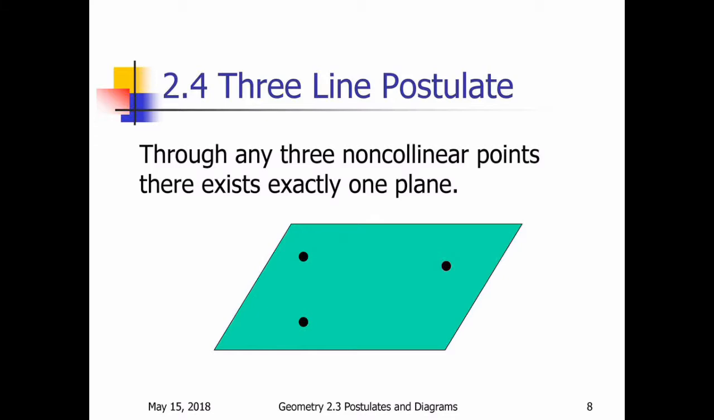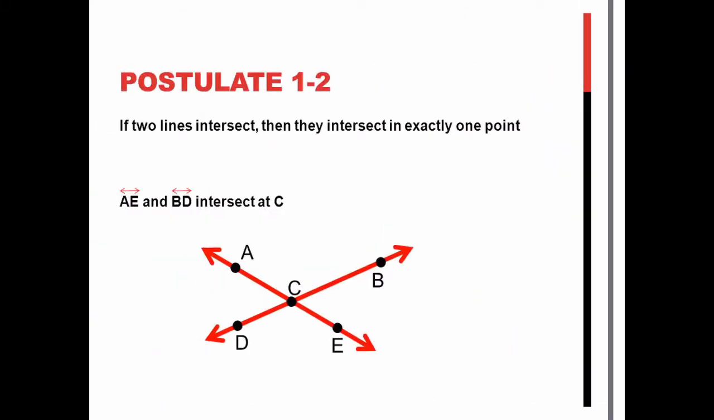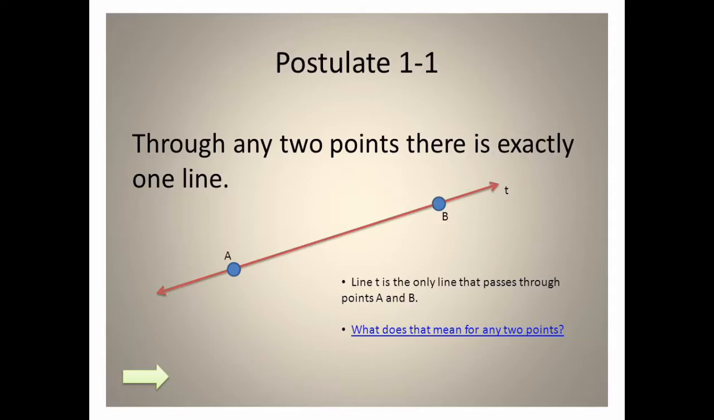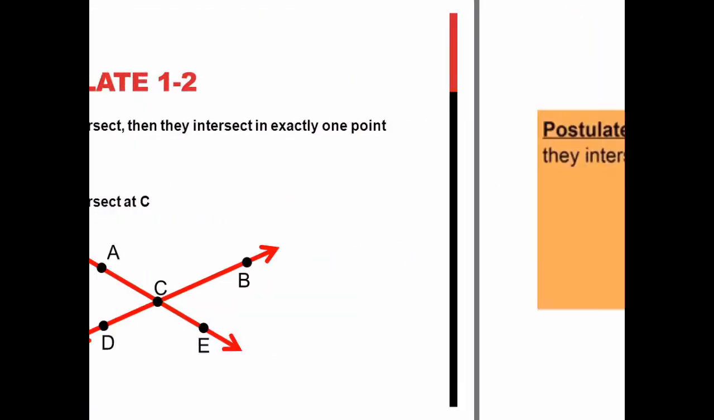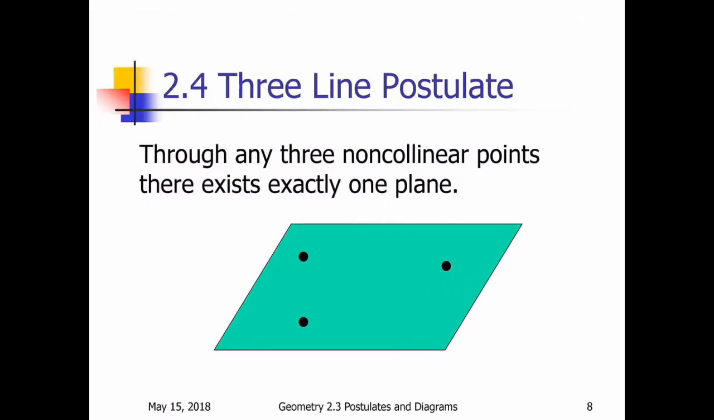And then the fourth one, through any 3 non-collinear points, there exists exactly 1 plane. So in order to make a line, you need 2 points. And in order to make a plane, you need 3 points, 3 non-collinear. And those are all the postulates. All right, so we're going to move on to segments and rays.